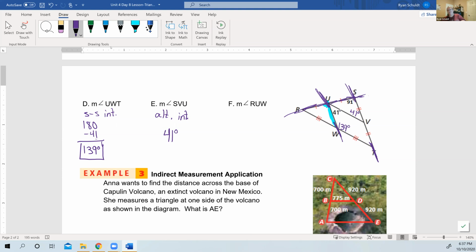I have a 91 up here. What relationship do these angles have? They're corresponding. Since they're corresponding, that means they're equal. So this one has to be 91 degrees.